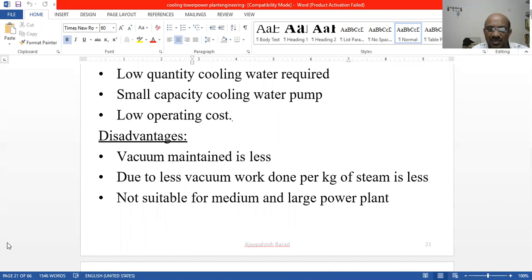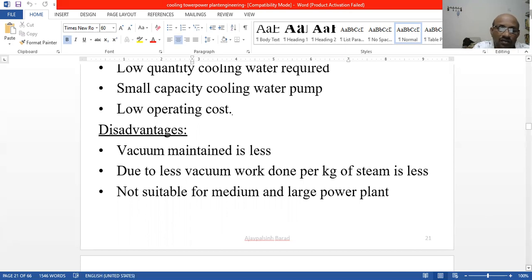Next, the disadvantages. The vacuum maintained is very low. What is vacuum? Zero air is called vacuum. This is the most serious disadvantage. Due to less vacuum, the work done per kg of steam is very low, and the steam generated and steam condensed are also very poor. Only for some applications do we use this type of condenser. They are not suitable for medium and large power plants, only small ones.